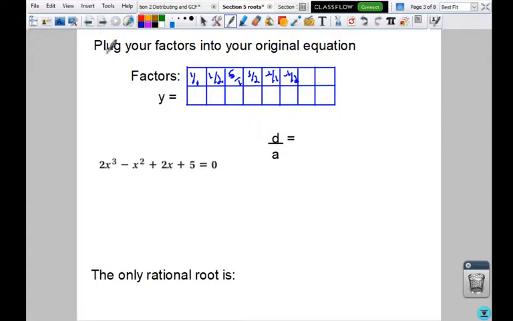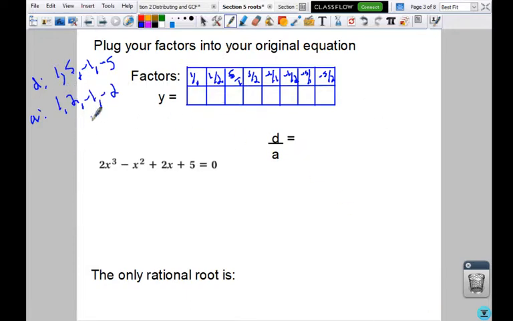Probably -5 over 1, and then -5 over 2. Then we keep going. But let me just write these down again. I had 1, 5, -1, -5 on top, right? That was my factors of D. And then I have 1, 2, -1, -2. Alright, so I've got all these so far.